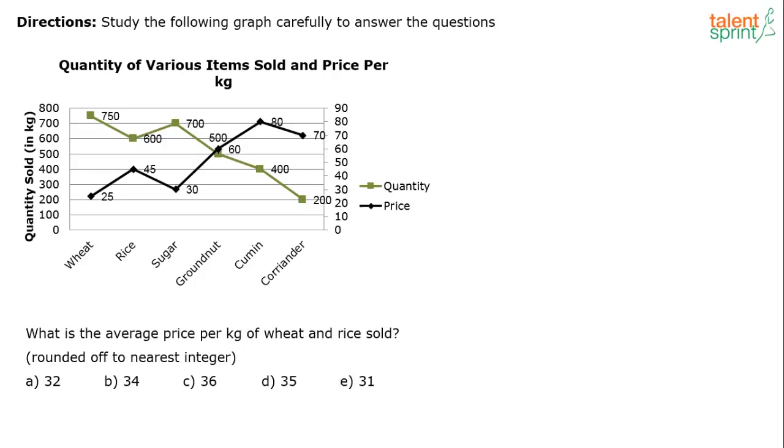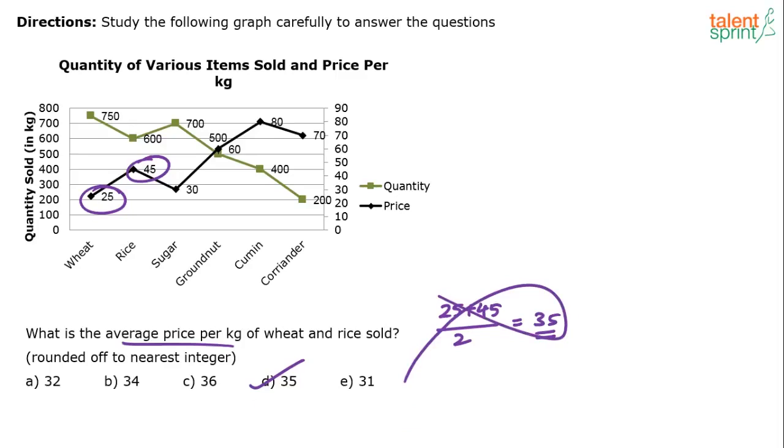Well, I know what you guys have really done here, right? See, the question here is, what is the average price per kg of wheat and rice sold? You know the price of wheat is 25, the price of rice is 45. Average price per kg should be 25 plus 45 by 2. 70 by 2, 35. Hence, option D is the answer, 35. Simple question, yes or no?